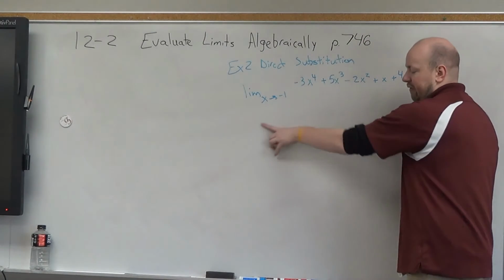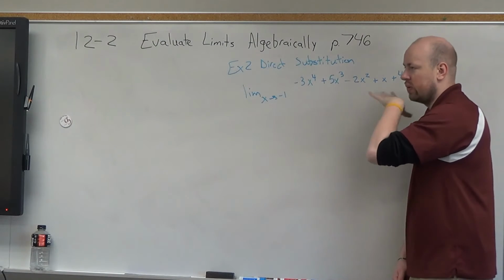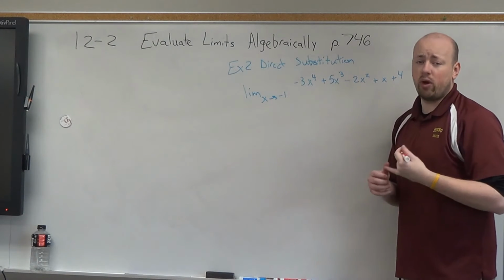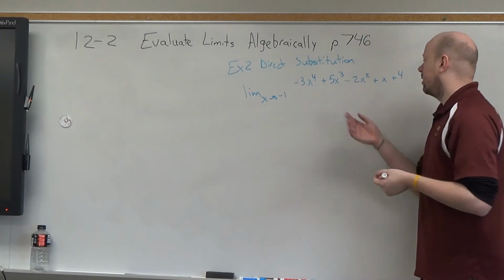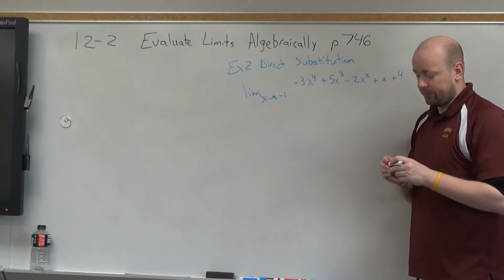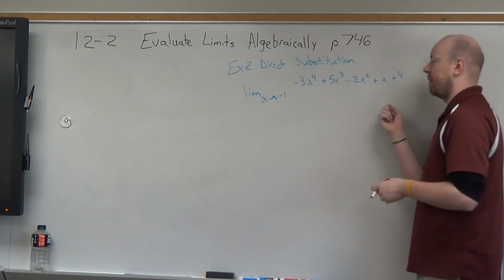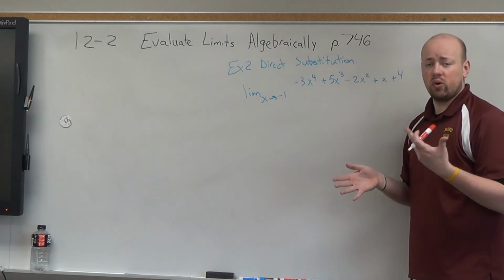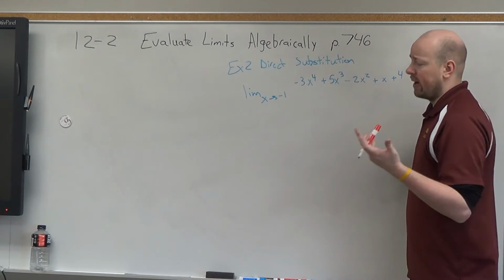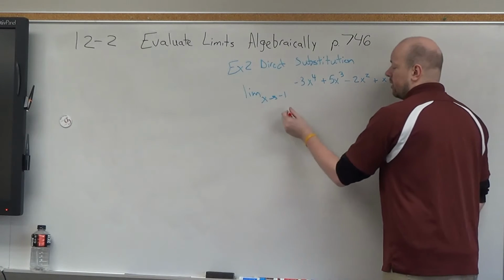I could get -3 times the limit of x to the power of 4. I could break it down with all those rules, but it's just easier if I directly substitute. Again, I'm not going to divide by 0. There's no x's in the denominator, and there are no radicals or square roots where I'd get the square root of a negative, for imaginary numbers. So I can just direct substitute.